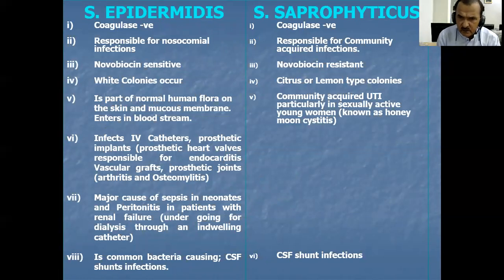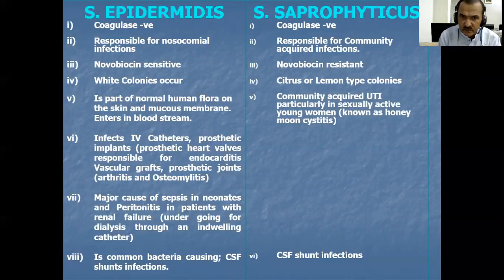There are two species of the coagulase-negative staphylococci: Staphylococcus epidermidis and Staphylococcus saprophyticus. Both are coagulase negative. Staphylococcus epidermidis is responsible for nosocomial infection. Staphylococcus saprophyticus is responsible for community-acquired infections.